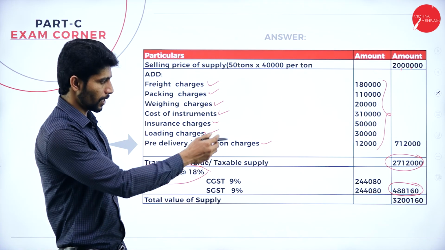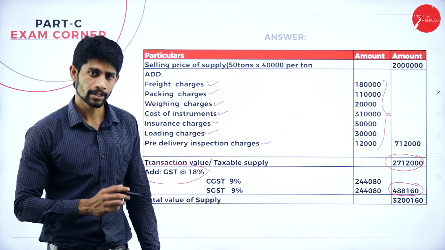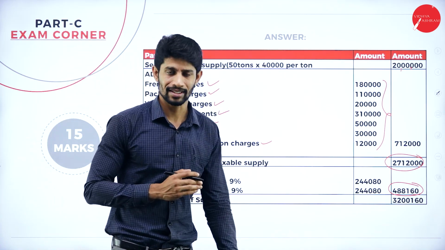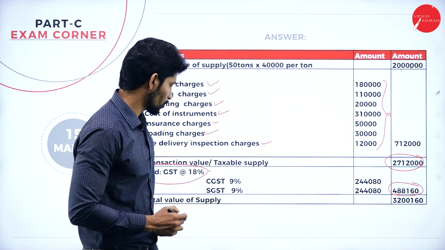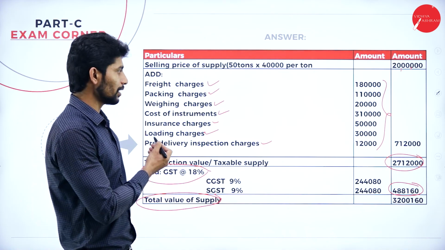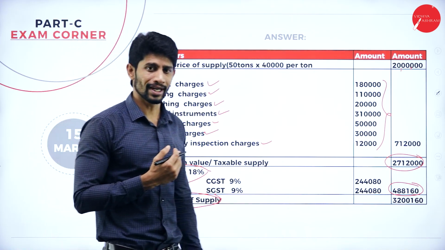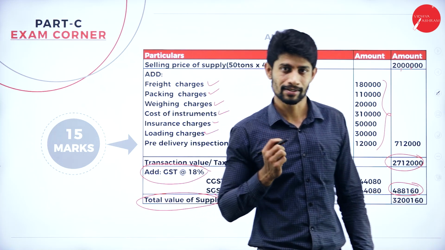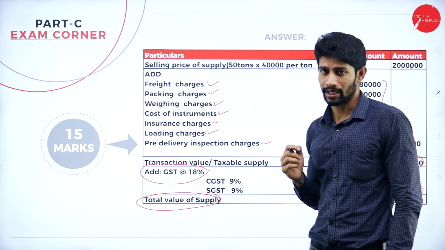And if you add GST payable with transaction value, you will get 32 lakh 160. That value is called what? Total value of supply. Only this much. If you compute this much, you'll get 15 marks.